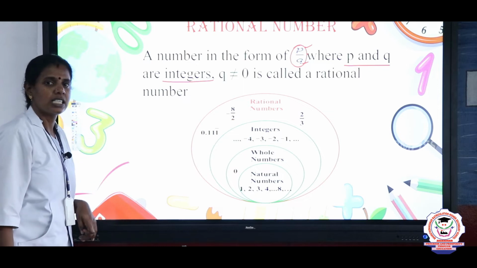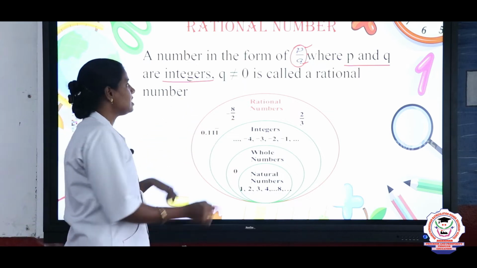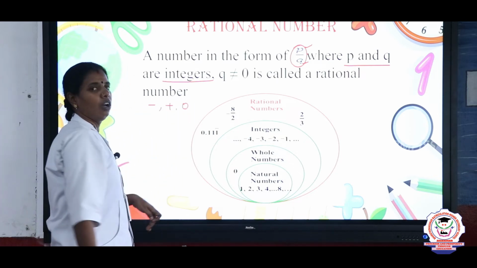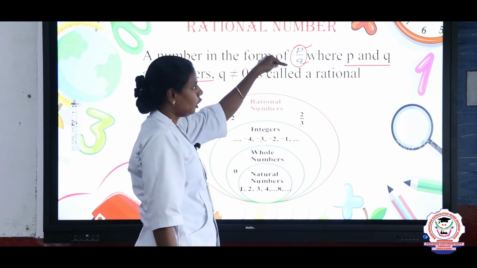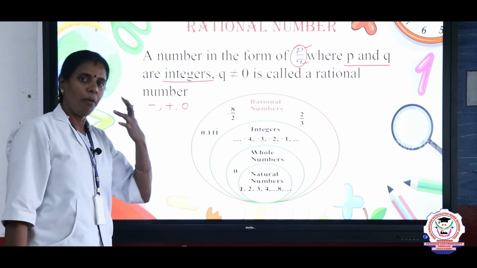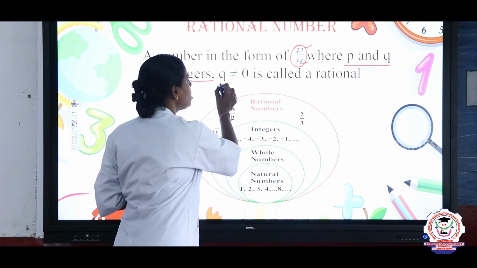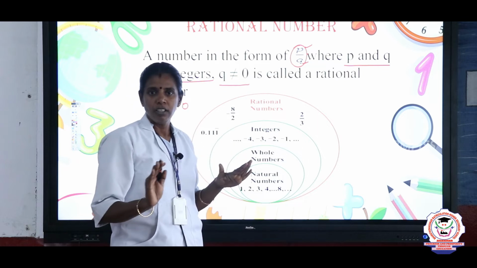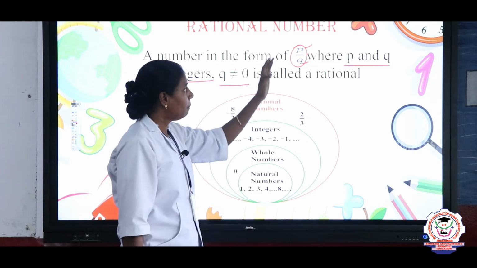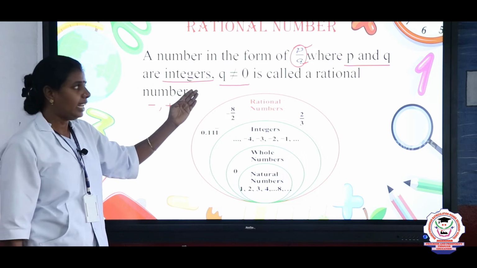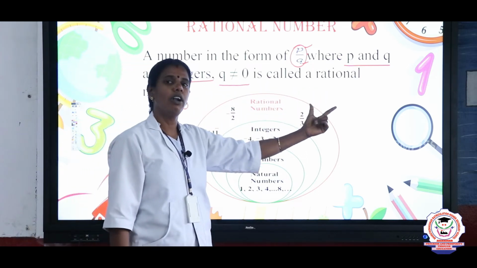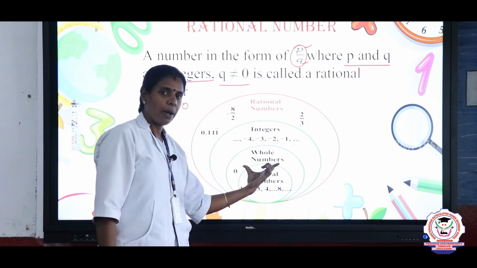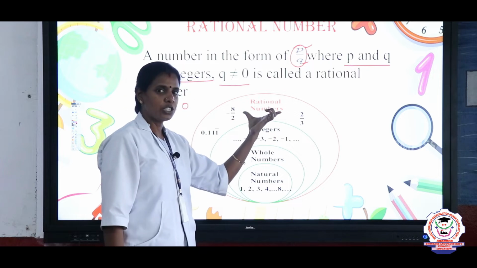What are integers? We have learned integers already. Integers are nothing but negative numbers, positive numbers along with 0. So, in this p and q we can take a negative number or a positive number, and the condition is q is not equal to 0. Already I told you the denominator should not be 0. So, p by q, where p and q are integers and q is not equal to 0, is called a rational number. See this diagram: natural numbers, whole numbers, integers and rational numbers.